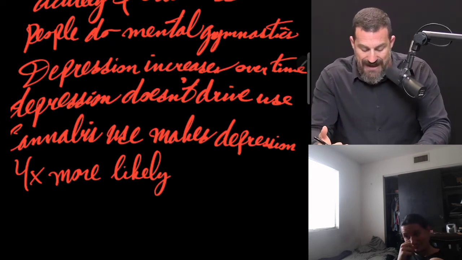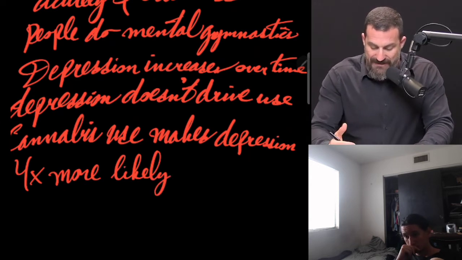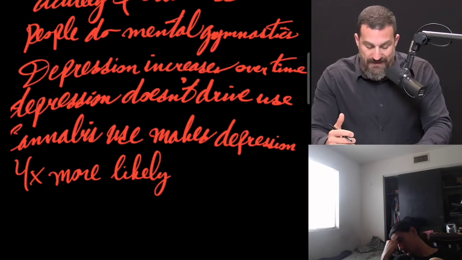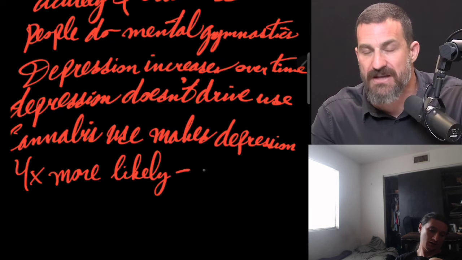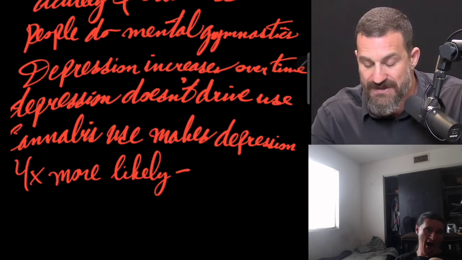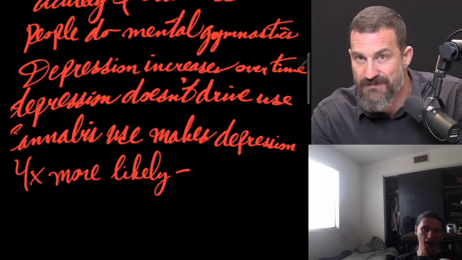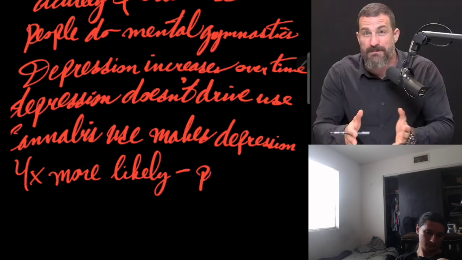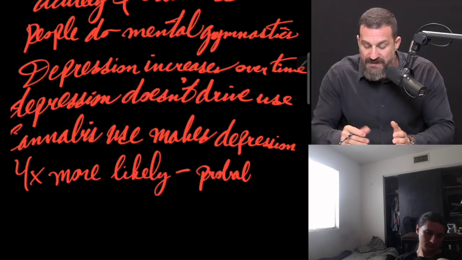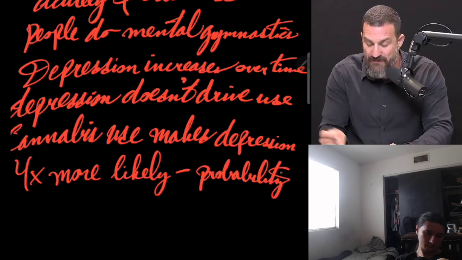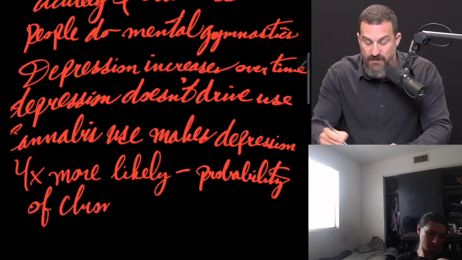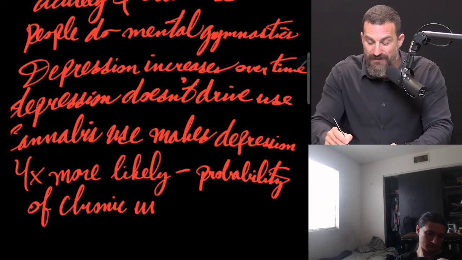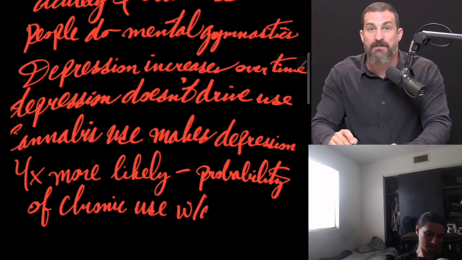But if you look at the data out of Canada, or some of the data out of Northern Europe and the US, what you find is that the probability that somebody will use cannabis and then go on to use it chronically correlates very strongly with age. So for instance, some of the highest degree of cannabis use is among individuals 16 to 24 years old.